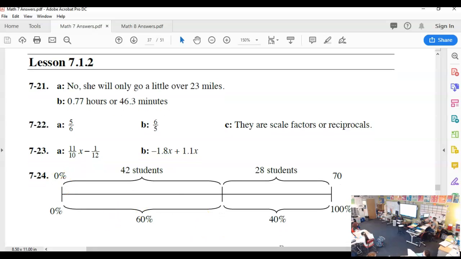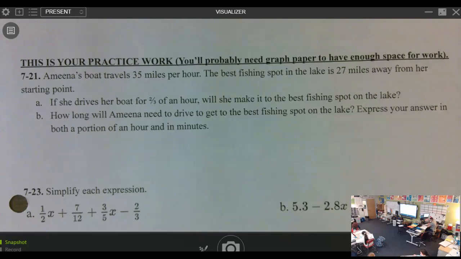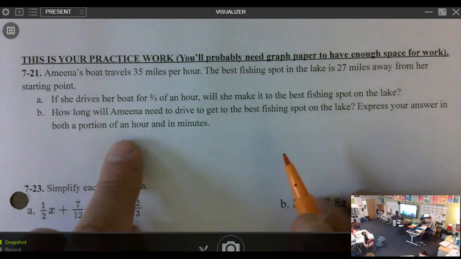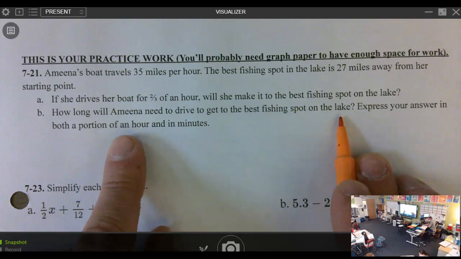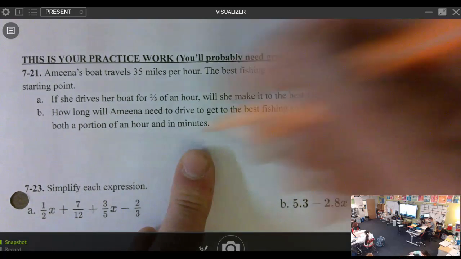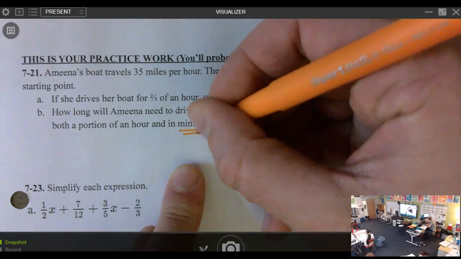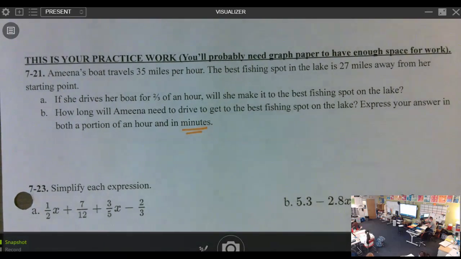21B. This is the one that I was thinking we were talking about first. Did you start by setting up a proportion? So, for how long will Amina need to drive to get to the best fishing spot on the lake? That's asking me how many minutes, right? So, express your answer in a portion of an hour and in minutes. This is going to be slightly easier, so I'm going to start with that, then I'll circle back around to how many hours.